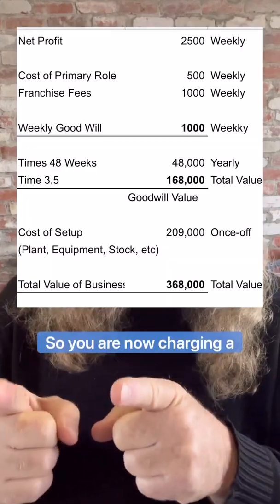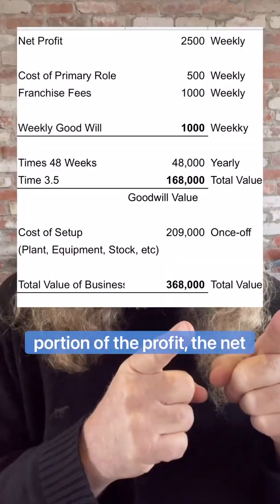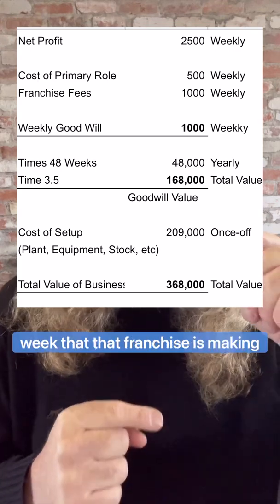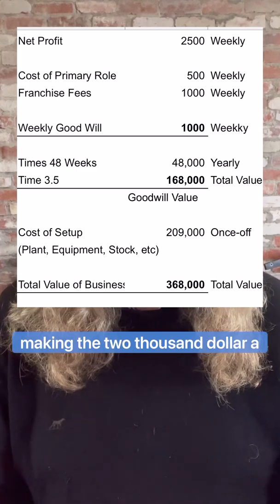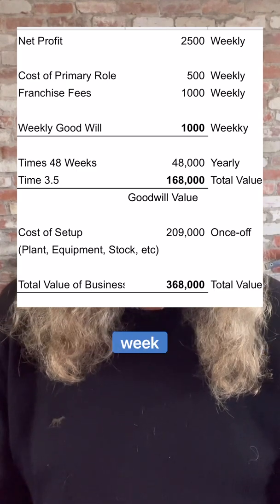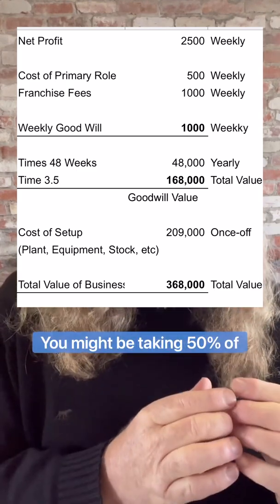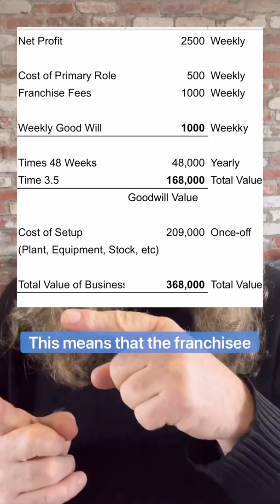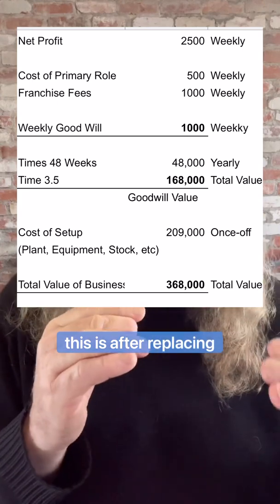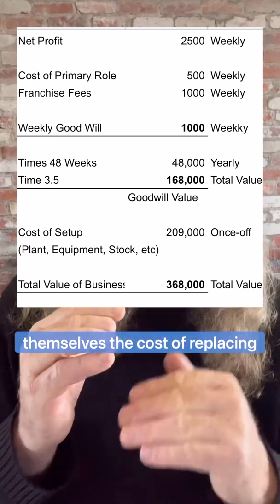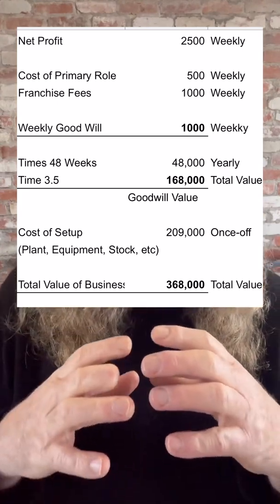So you are now charging a portion of the profit, the net profit per week that franchise is making. So let's say the franchise is making a $2,000 a week profit. You might be taking 50% of that. This means that the franchisee gets $1,000 a week profit. Remember, this is after replacing themselves, the cost of replacing themselves if they needed to.